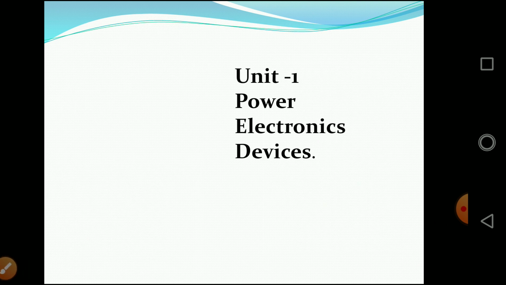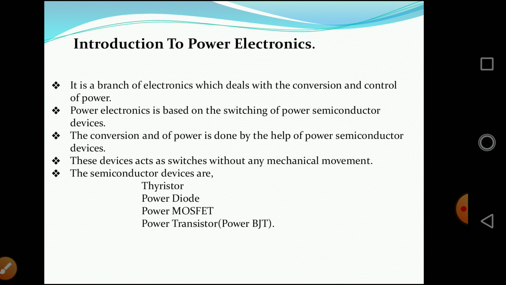Next, the first unit, power electronic devices. In this chapter, we are going to study different types of power electronic devices, their construction, working and characteristics. Before proceeding to the first unit, we'll get an idea about power electronics. Power electronics is a branch of electronics which deals with the conversion and control of power.